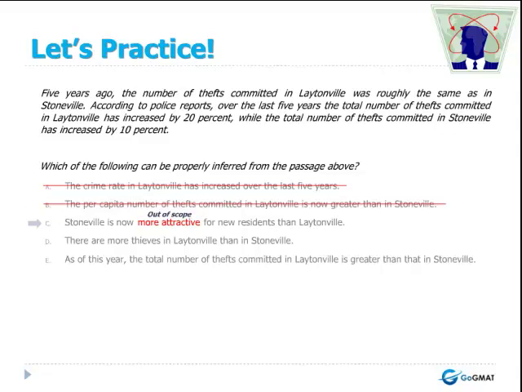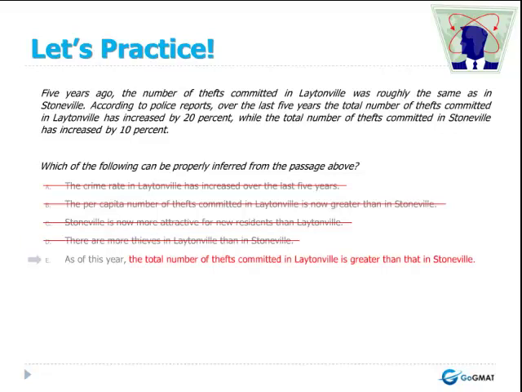The argument is concerned only with the number of thefts committed, and there is nothing in the argument that would allow us to make inferences about the relative overall attractiveness of the two towns to new residents. That information depends upon much more than frequency or even change in frequency of crime. Choice D is out of scope. There is no information about numbers of thieves. It could be that all the thefts committed in Laytonville were committed by one thief.